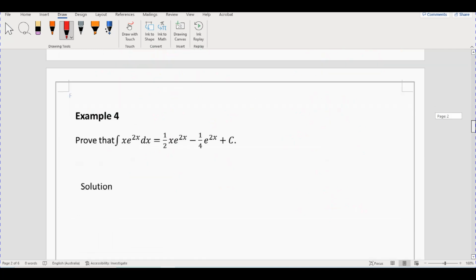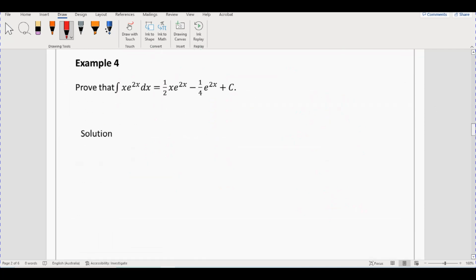Oh, good. Yeah, so let's try another one. This one looks quite interesting. All you need to do is to prove it. That's another question from a past exam paper. You need to prove that that integral equals the right-hand side.